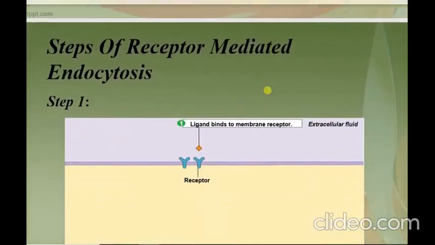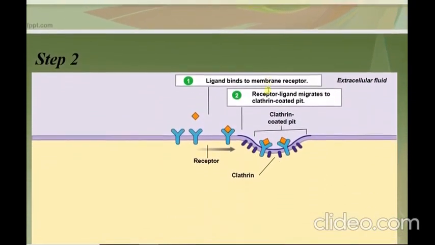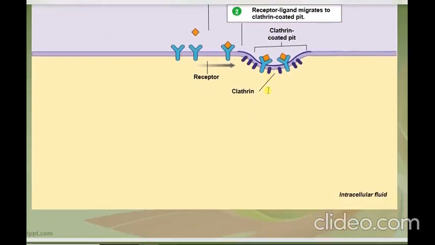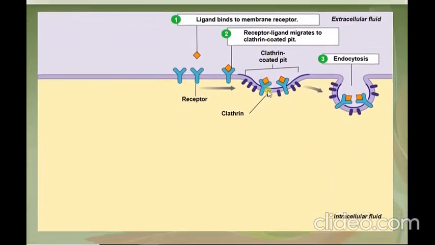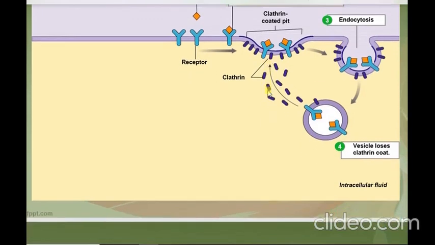So in the first step, what happens? The ligand binds to the membrane receptor. Then in the second step, the receptor-ligand complex migrates to the clathrin-coated pit. In the plasma membrane of the cell, a clathrin-coated pit is created. Then in the third step, endocytosis occurs, meaning vesicle formation is started. In the fourth step, after formation of the vesicle, the vesicle loses the clathrin coat, and a new pit is formed. As you can see, the protein is ready to form a new vesicle.